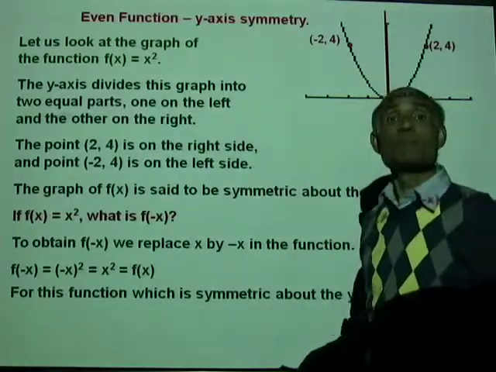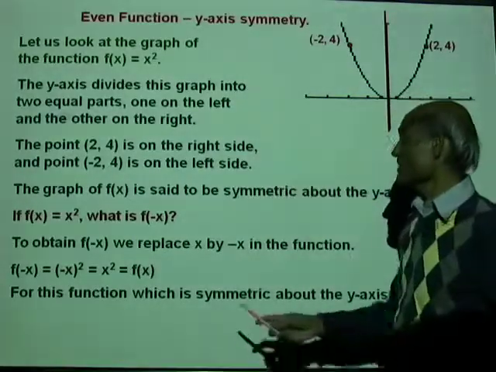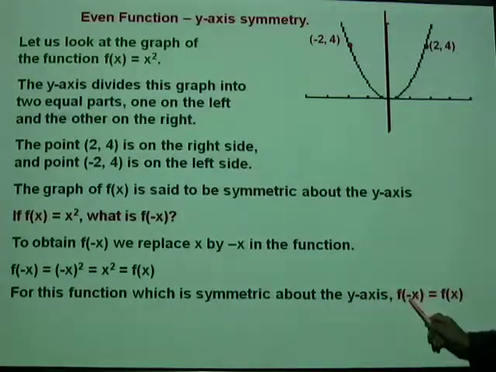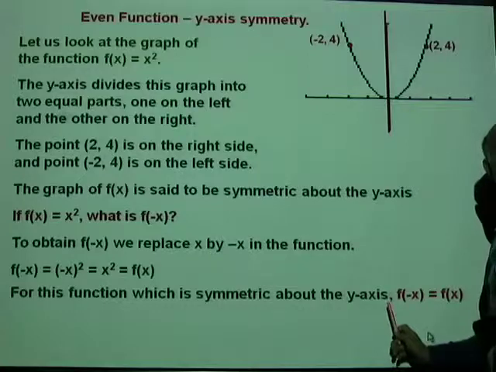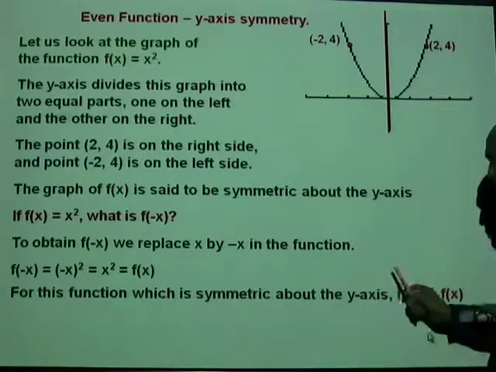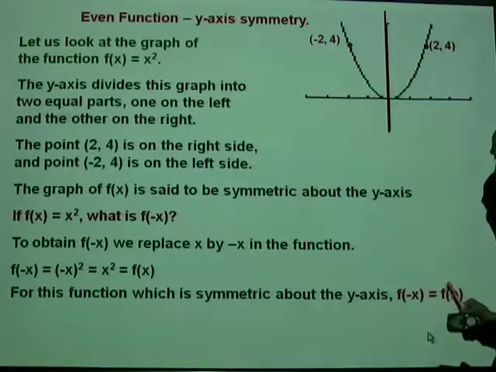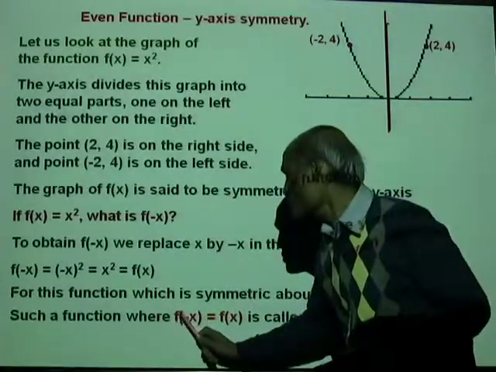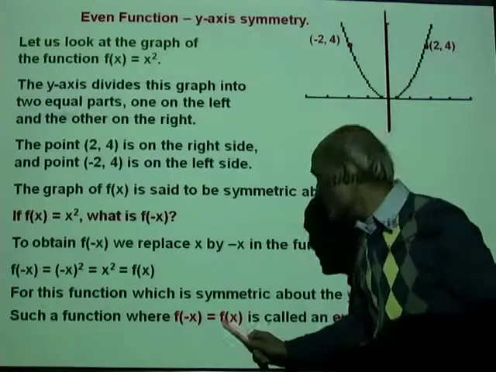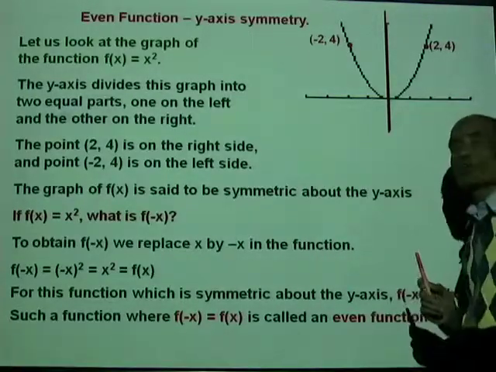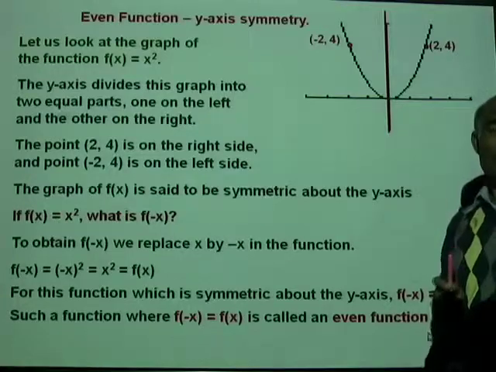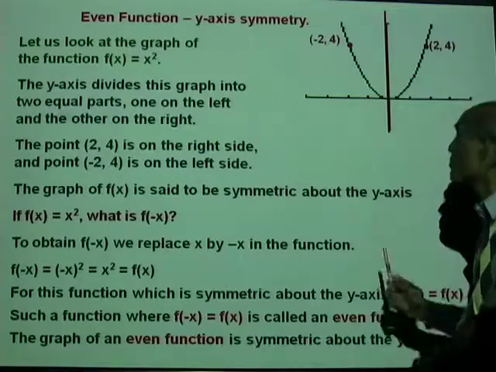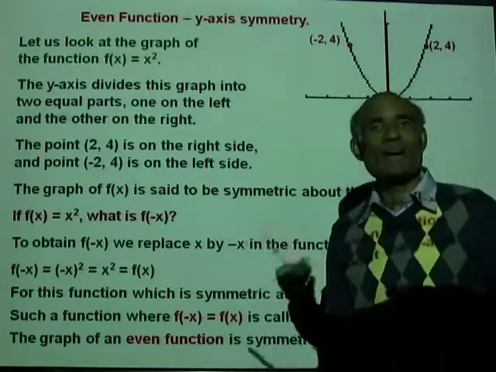And that is the requirement for a function to be symmetric about the y-axis, or for a function to be an even function. For this function, which is symmetric about the y-axis, look at the condition. What is the condition for a function to be symmetric about the y-axis? F of negative x must be equal to f of x. Such a function where f of negative x equal to f of x is called an even function. And the graph of an even function will be symmetric about the y-axis.